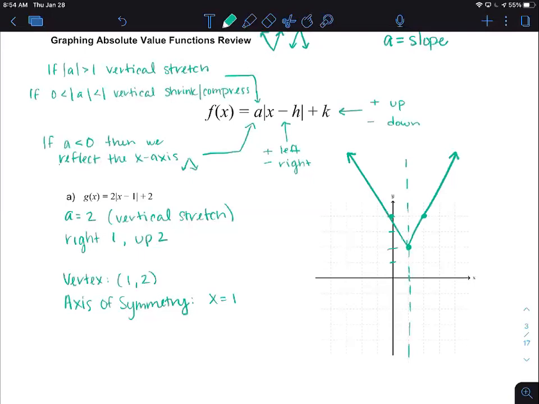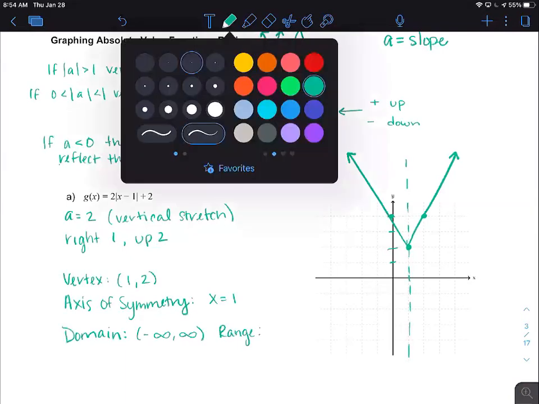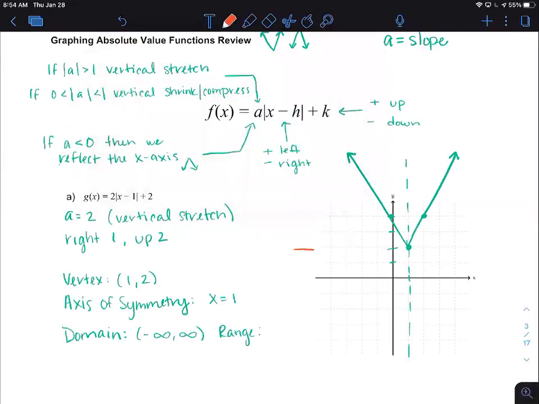Let's review a couple of things. Remember, our domain is from negative infinity to positive infinity. And our range is based off our bottom value. So I'm going to go ahead and draw our horizontal line here. This is when y equals 2. So our range is from 2 to positive infinity.